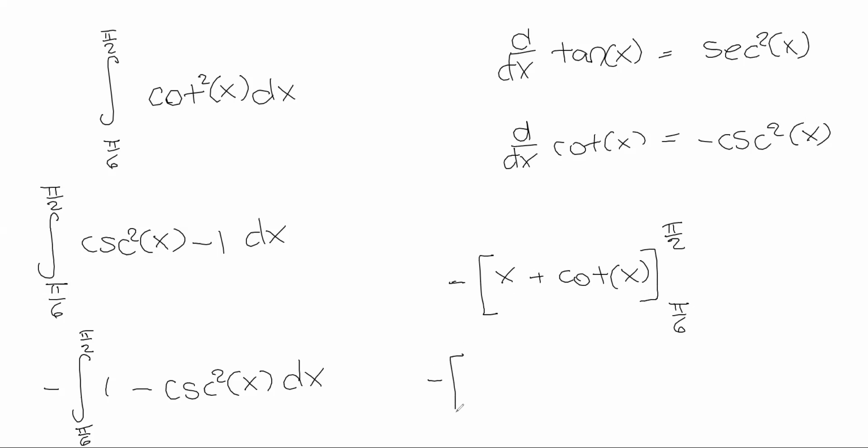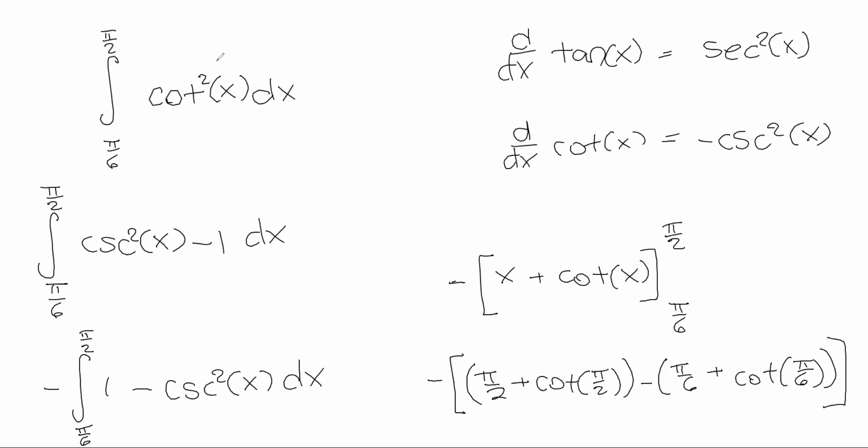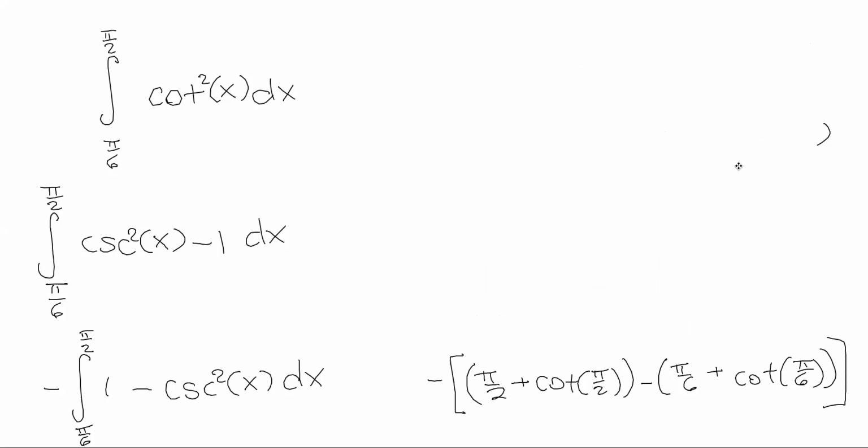Keep the negative sign. So we're going to plug in the pi over 2 first. We're going to have pi over 2 plus cotangent of pi over 2, minus the same thing we get when we plug in pi over 6. Pi over 6 plus the cotangent of pi over 6. What am I doing today? Why am I writing 5? And I think we can clear out a little bit of space. We don't really need all this stuff anymore.